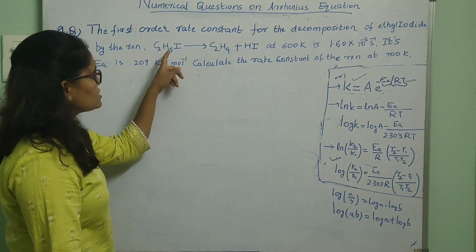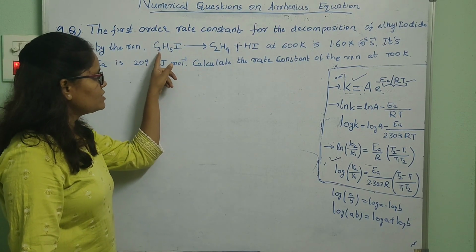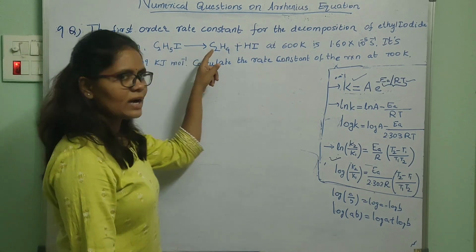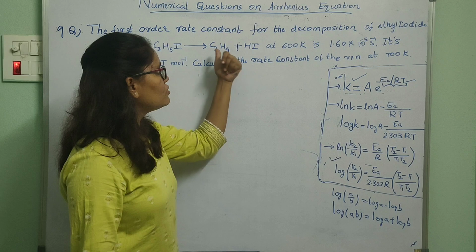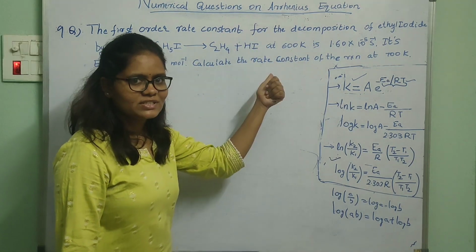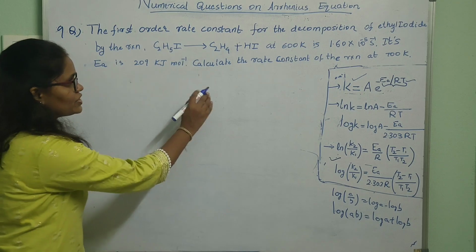By the way, what is this reaction? So this is alkyl halide. So alkyl halide is converting into alkene, and this is hydrogen halide. So this is an example of dehydrohalogenation reaction. Okay. So let's move to the question.